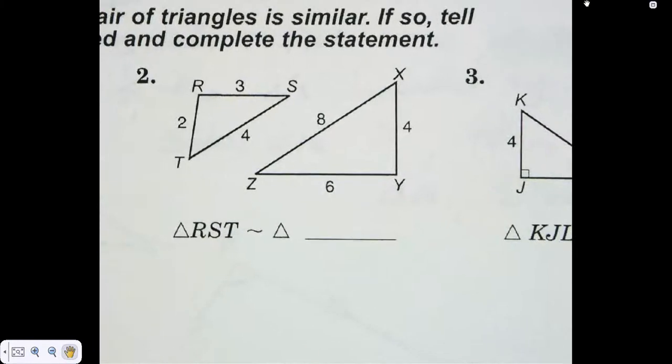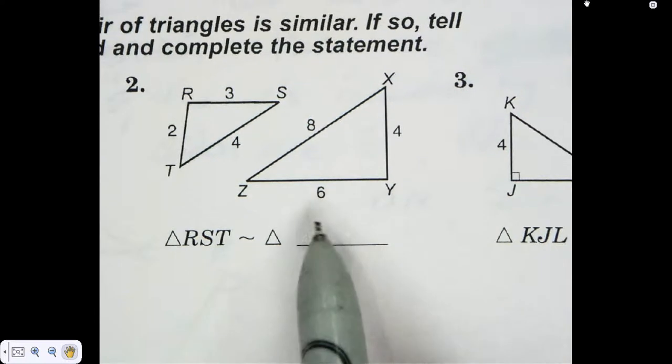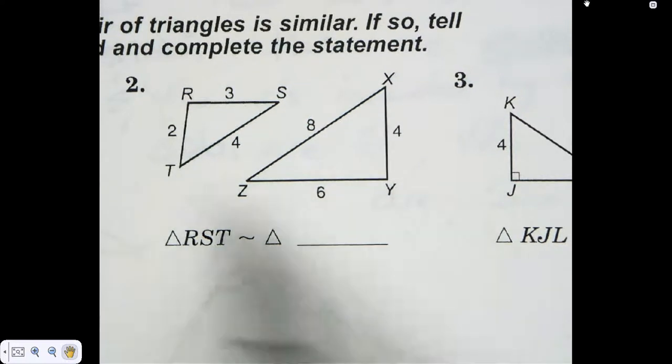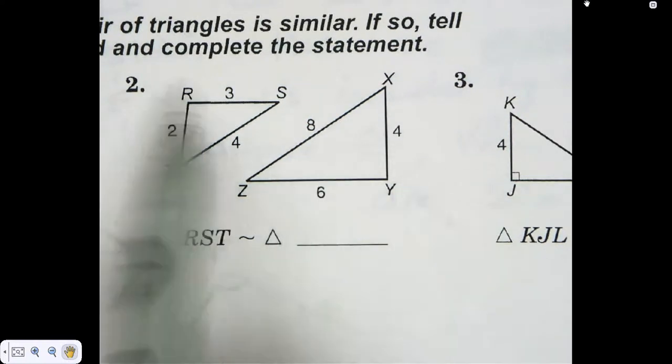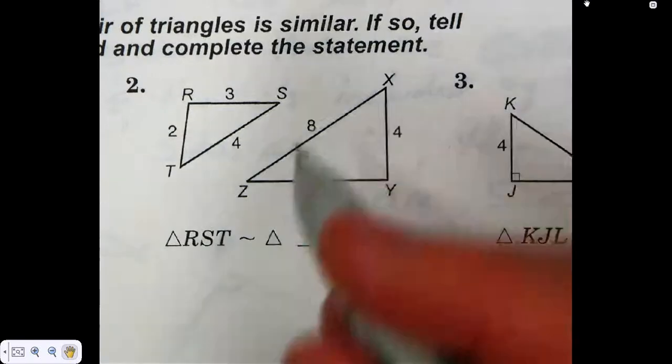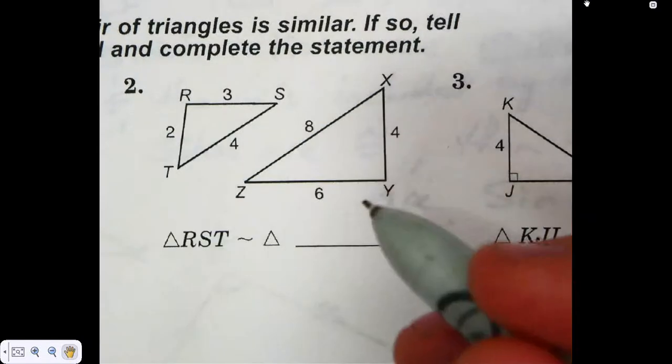Press pause if you need to. Right here, I don't know anything about any of the angles, but I know a lot about the sides. Now here's one thing you have to remember: yes, you can go by how it looks, but you got to make sure there isn't a combination of these with these to where you don't get the same ratio every time. I would think the 8 would correspond to the 4.